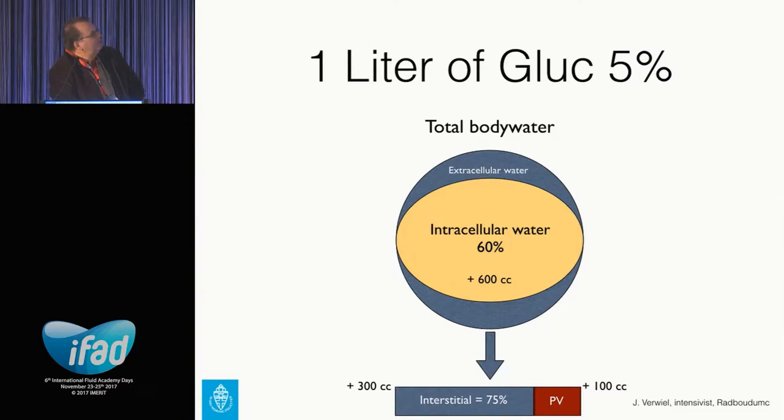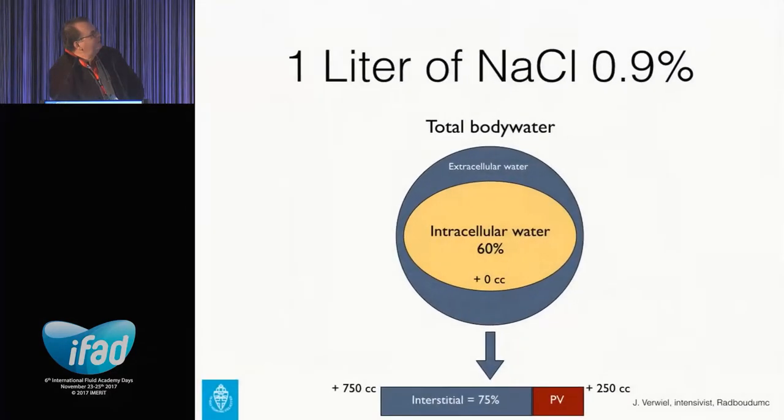Then we say, well, let's use physiologic saline. What physiologic saline does is very nice, because this is not going into the intracellular space. That's nice. But 750 milliliters goes into the interstitial space, which means that when I give a patient 1 liter of saline, three-quarters of that is appearing in the interstitial space. And we call this physiological fluid. I think it isn't.